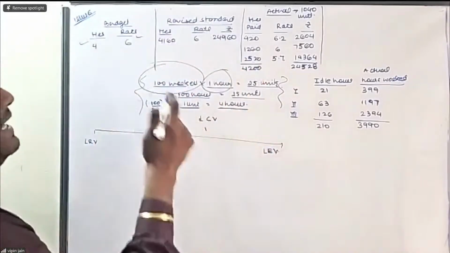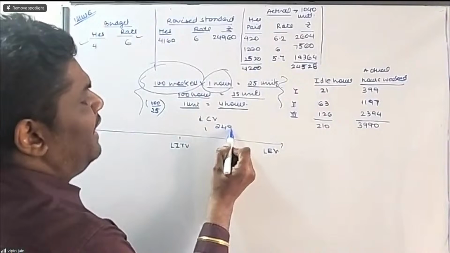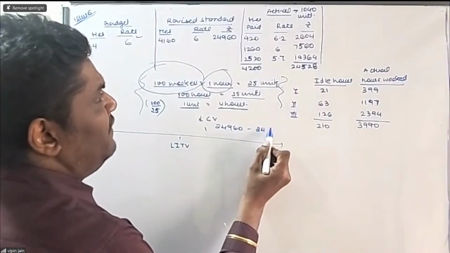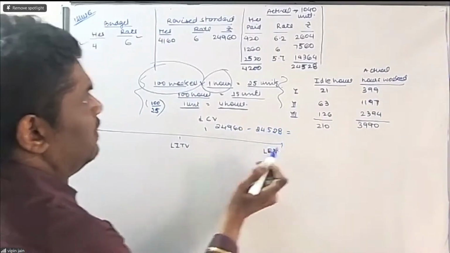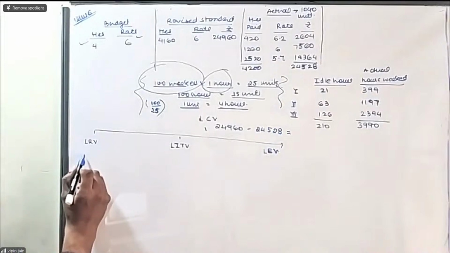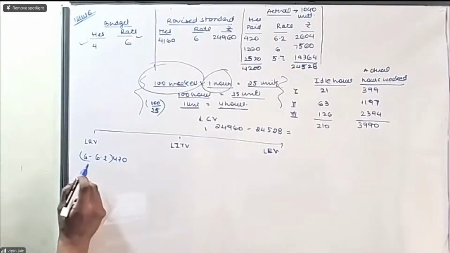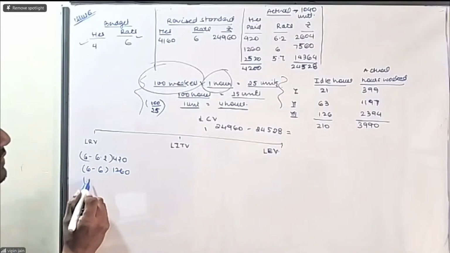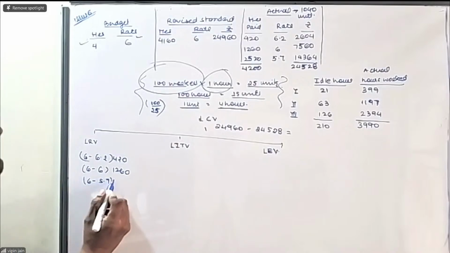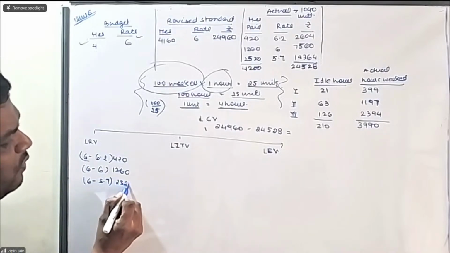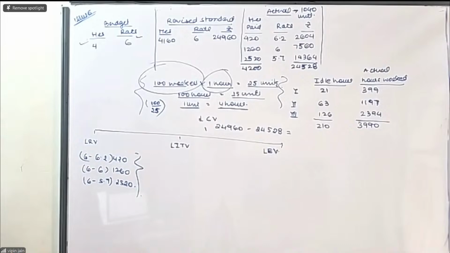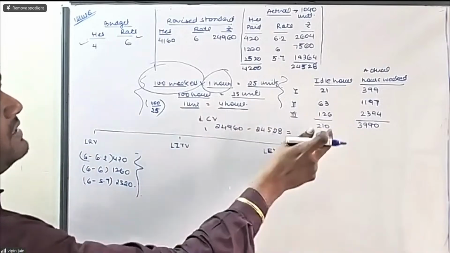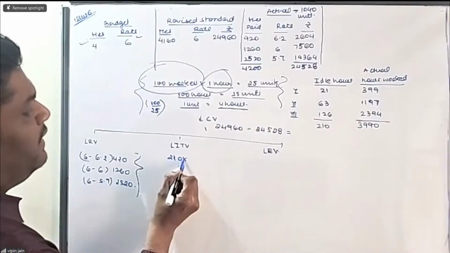So very simple, guys. Labor cost variance will be 24960 minus 24528. Rate variance will be 6 minus 6.2 into 420, 6 minus 6 into 1260, and 6 minus 5.7 into 2520. Labor idle time variance will be very simple, 210 into 6.